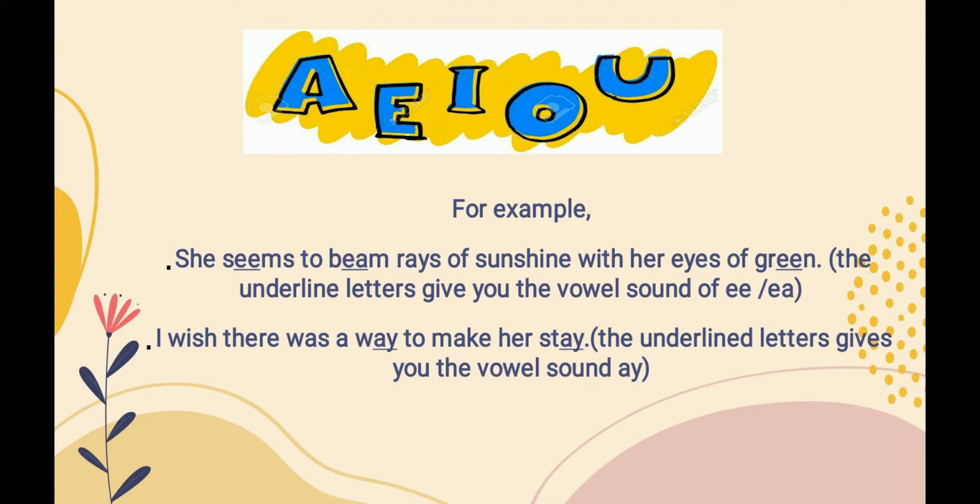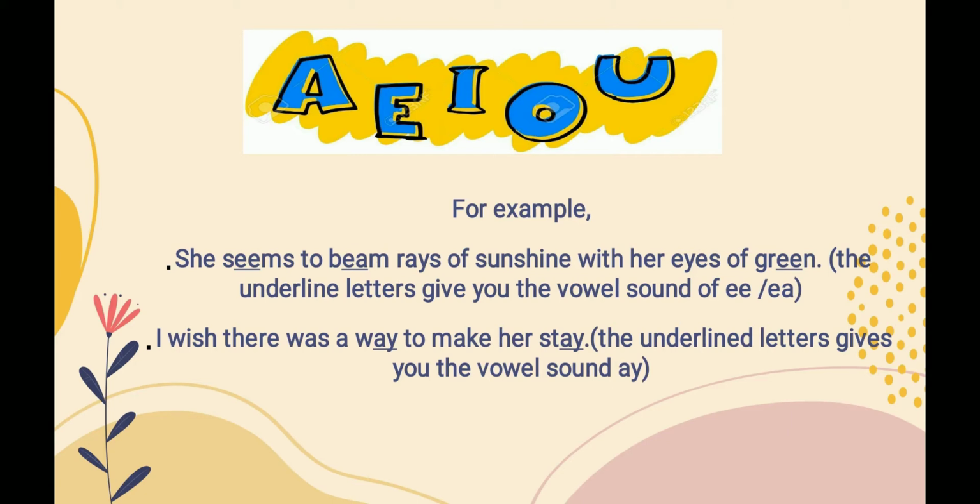For example, she seems to beam rays of sunshine with her eyes of green. Here you can see the underlined letters EE in seems and EA in beam. Then we have EE in the word green. Here you can see all of these vowels are blended with another vowel letter and it gives the vowel sound E. EE, EA. These are different letters, but the sound is still the same.